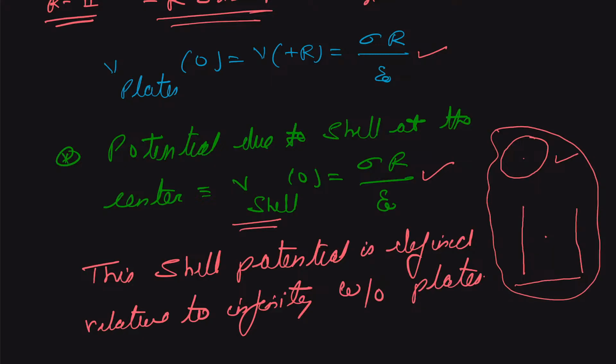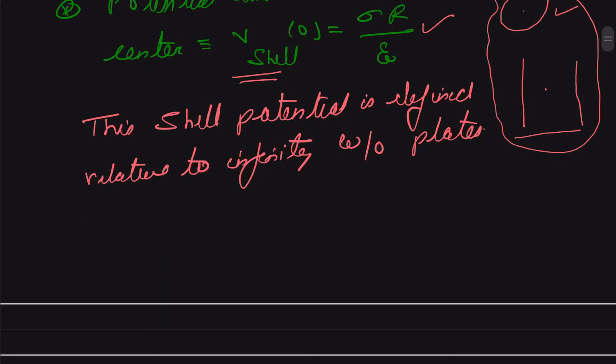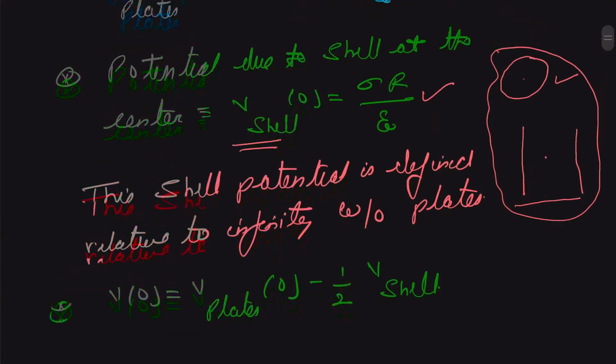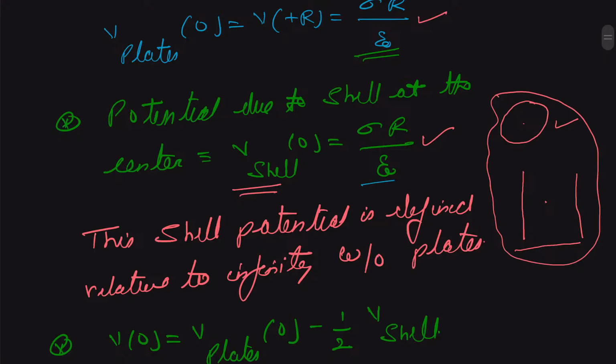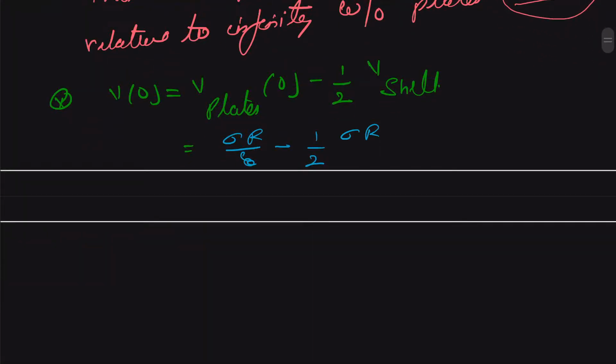And we also know that the potential at the center, that is our V of 0, will be equal to potential because of our plates at the center minus 1/2 potential because of our shell. And we have calculated both the terms independently. In case of our plates, that is sigma r upon epsilon naught. So this comes as sigma r upon epsilon naught minus 1/2, and we have also calculated, that is sigma r upon epsilon naught.